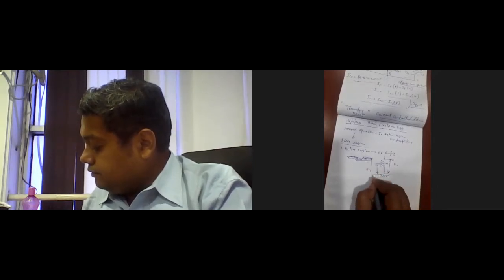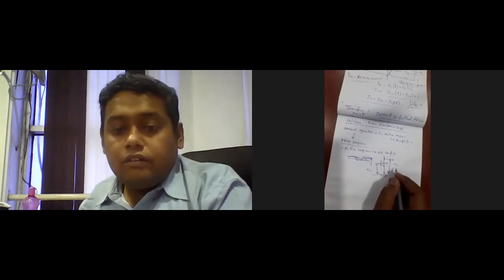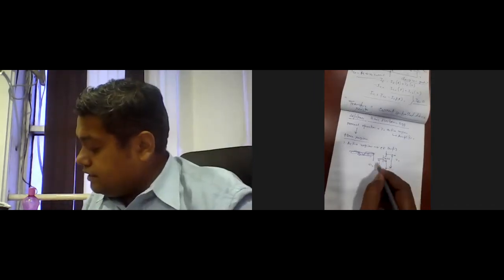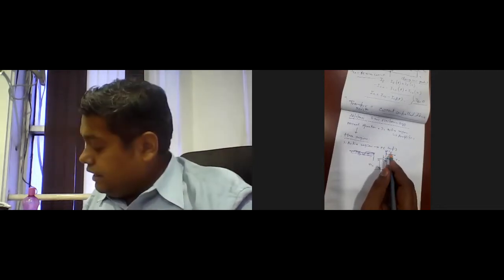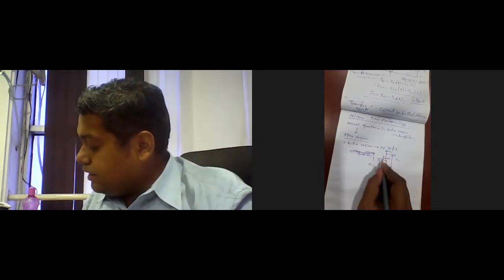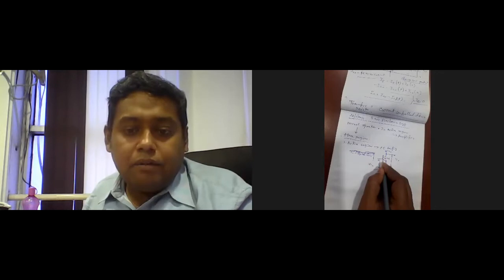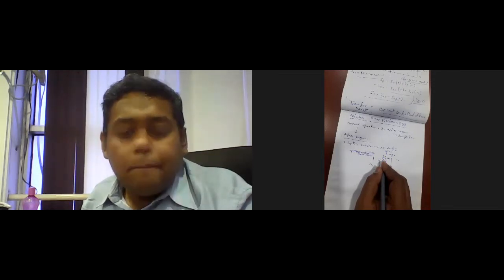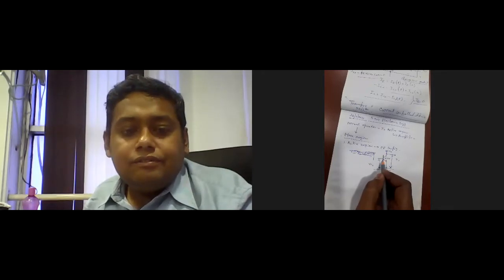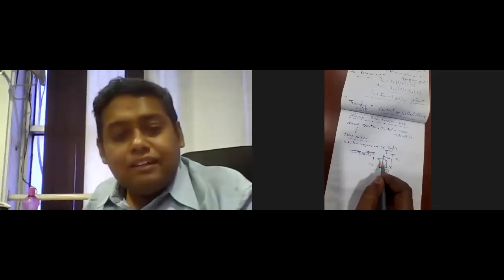Can you tell me what is the input voltage of this configuration? This is the common emitter configuration. Suppose the supply voltage applied is VCC, and this is the input voltage Vin. What is the name of this terminal? Anyone? Hey, please respond. What is the name of this terminal?